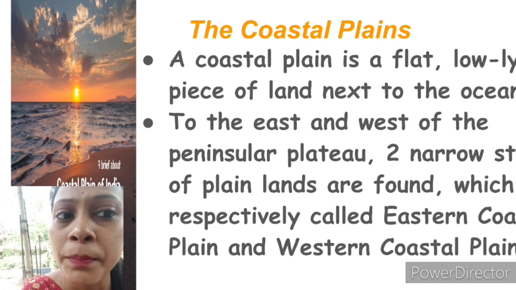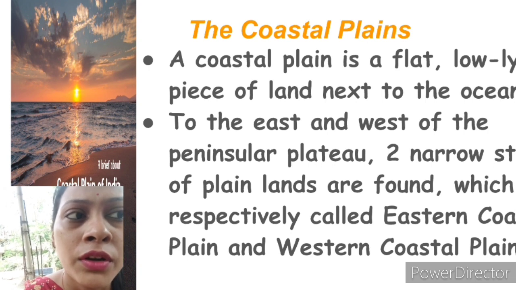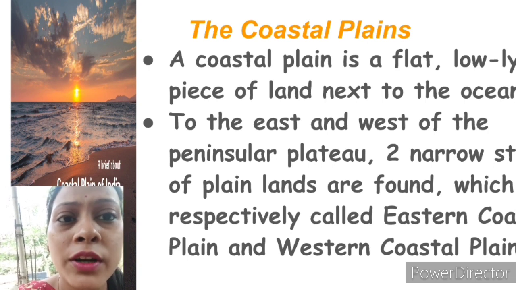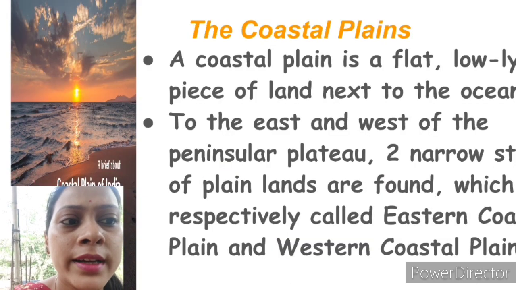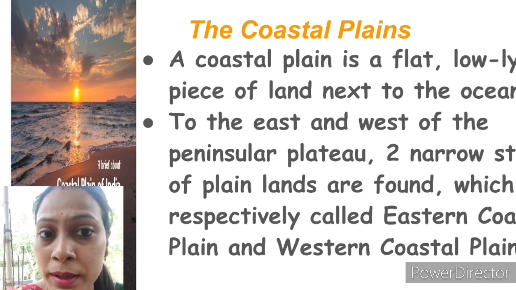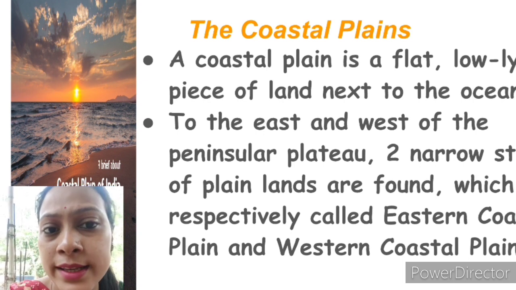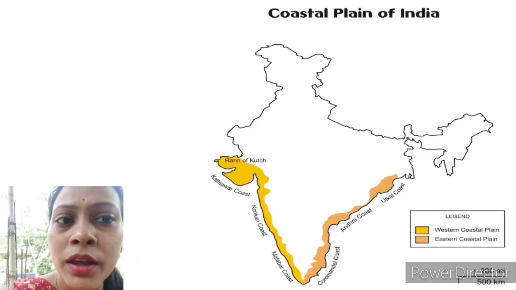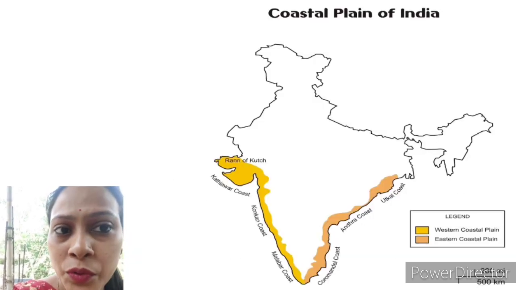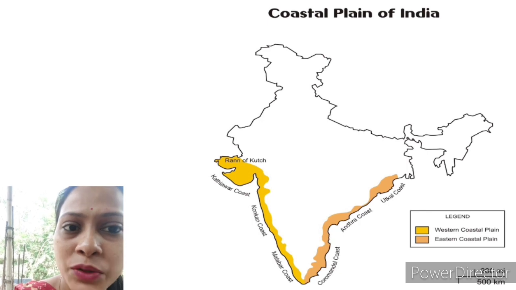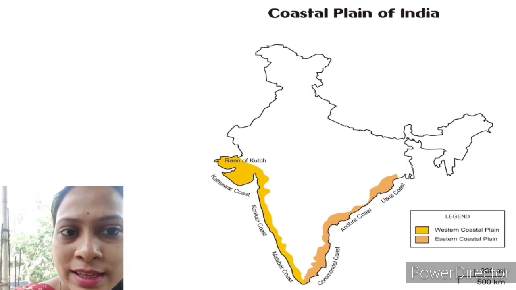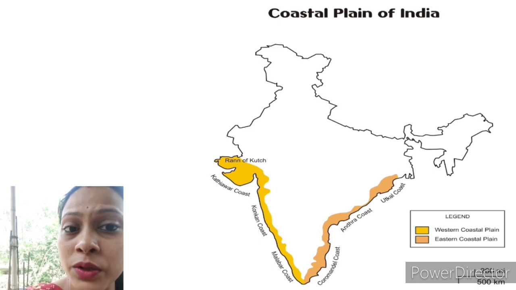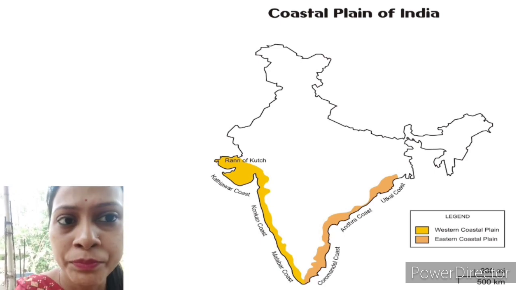So two narrow strips of plains are found, which are respectively called the eastern coastal plain and western coastal plain. Towards the west it is western coastal plain, towards the east it is eastern coastal plain. You can see in the map, towards the west we have the western coastal plain, and towards the east we have the eastern coastal plain. It is marked by yellow color and mustard yellow. So towards the east, Eastern Ghats and eastern coastal plain, and towards the west the western coastal plain.